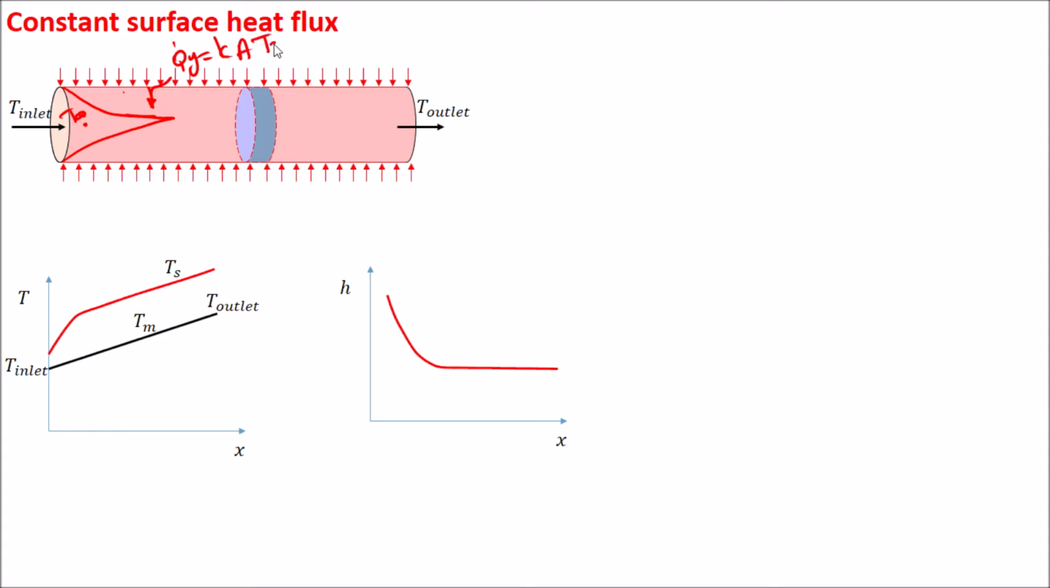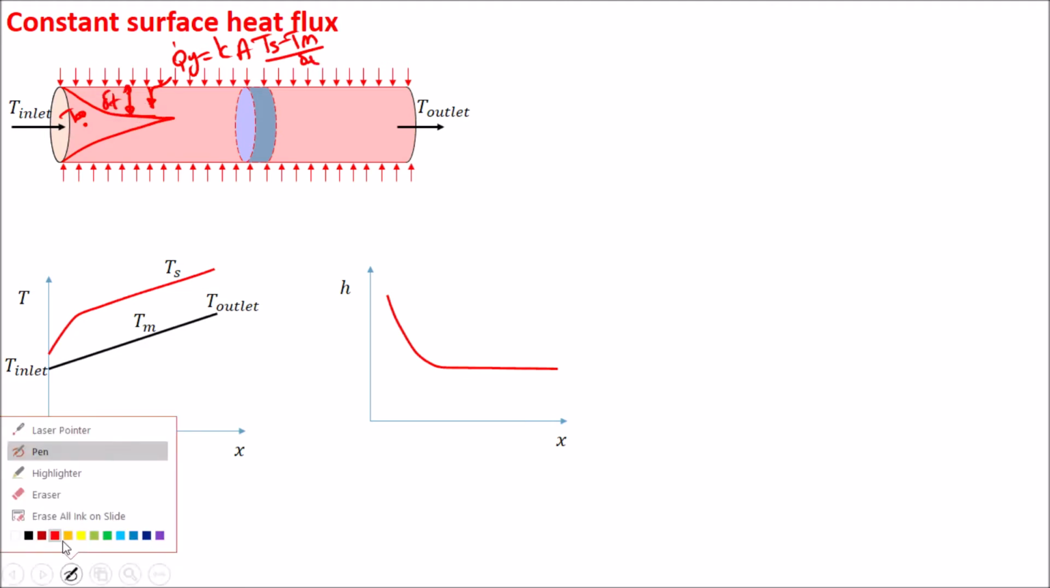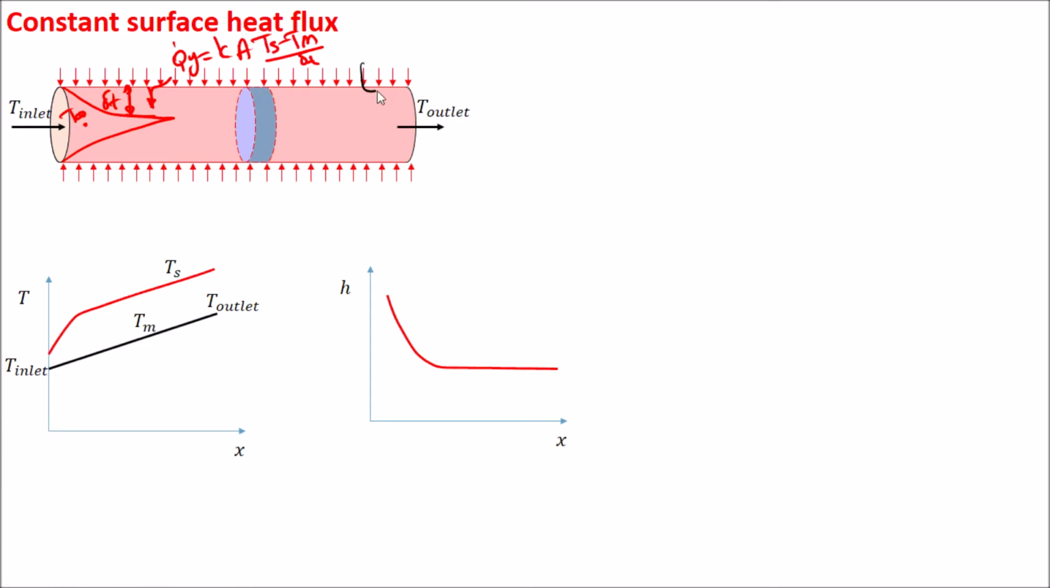It will be Ts minus Tm divided by delta T. Delta T is this thickness. And if it is constant surface heat flux, we know that this q dot s for any part, if you take this part constant, any part you can take, this one is constant. And q dot y is k times Ts minus Tm by delta T.